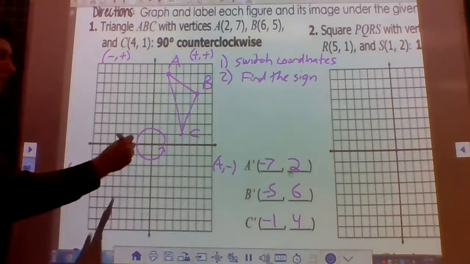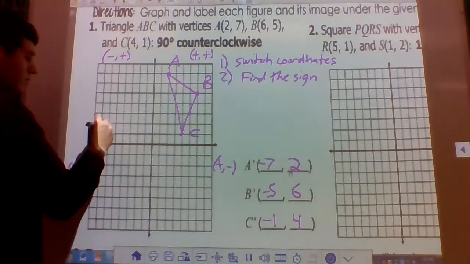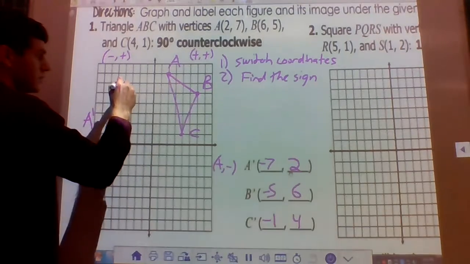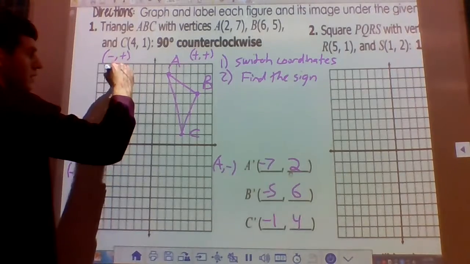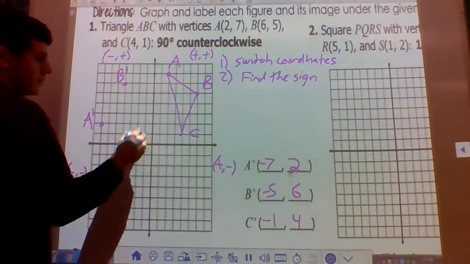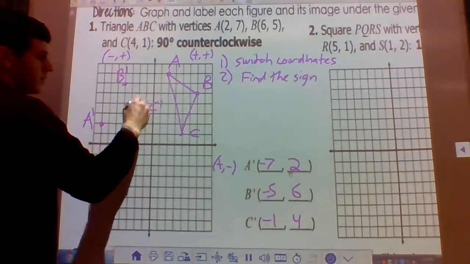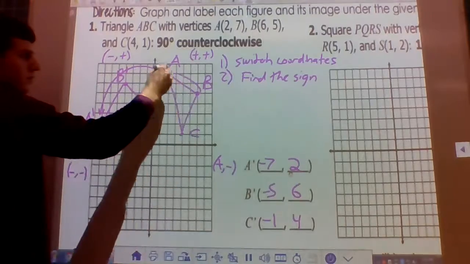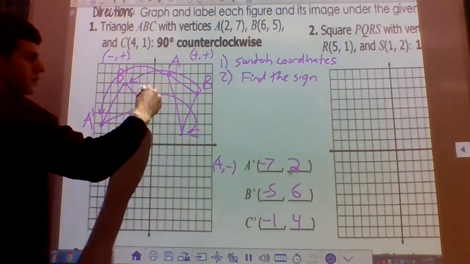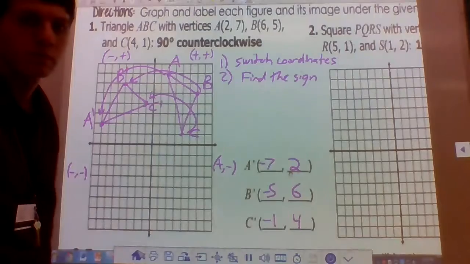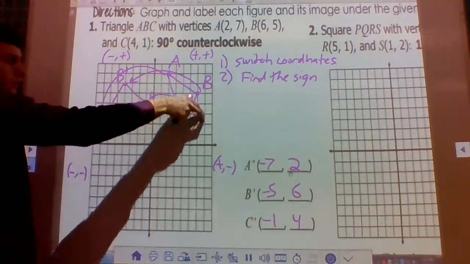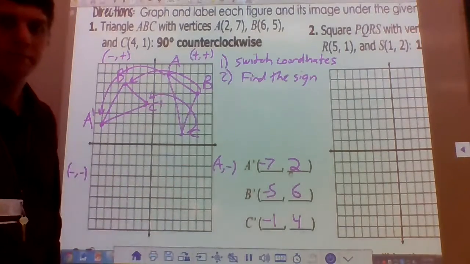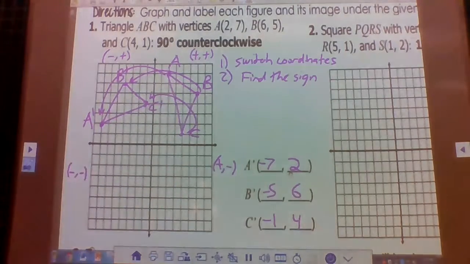Okay, so let's plot our points here. Negative 7, 2. Here's A prime. Negative 5, 6 is B prime. And then negative 1, 4 is C prime. So this gets rotated here, this gets rotated here, and this gets rotated like that. Right, this is getting rotated 90 degrees. This would be 180, and then this would be 270. Okay, so there's our coordinates and our rotation.